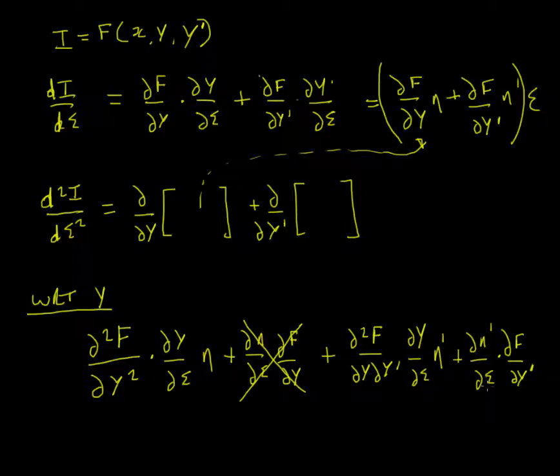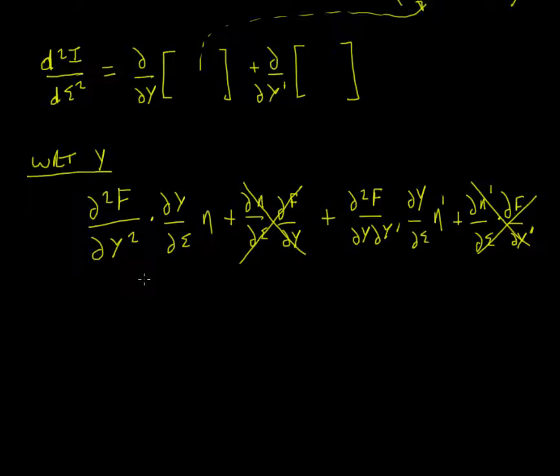Exactly, and again, eta is not a function of epsilon, so when we differentiate that, we just get 0. So we're going to end up with just 2 terms there: partial squared f upon partial y squared times eta squared, plus partial squared f upon partial y, y derivative.